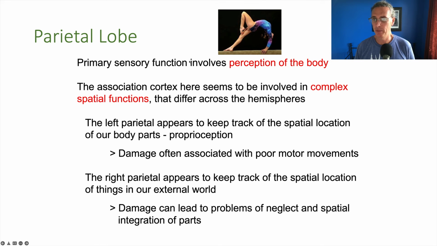All right, primary. What about the association cortex in the parietal lobe? Well, here, once again, we see laterality. It depends on whether you talk about the left or the right. The left seems to deal with what we call proprioception. Proprioception is a really interesting thing. It's the ability to perceive where your body is at any point in time, where the various parts of your body are.